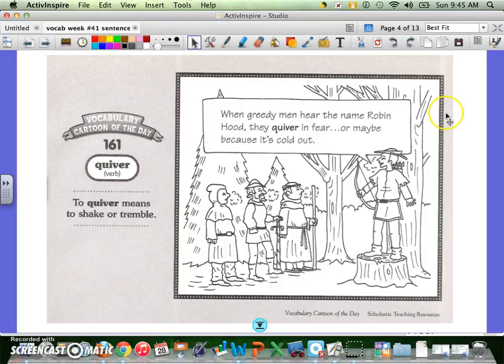So in our cartoon example sentence, we see Robin Hood. He says, "When greedy men hear the name Robin Hood, they quiver in fear." So they shake or tremble in fear, or maybe because it's cold out. So here the joke is what we just talked about a moment ago, how there are more than one circumstances in which somebody might quiver.